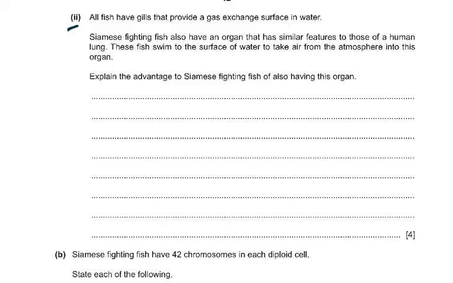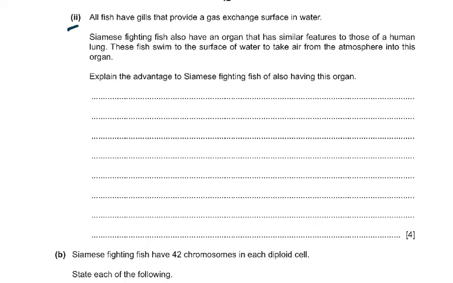Coming to part 2, all fish have gills that provide a gas exchange surface in water. Siamese fighting fish also have an organ that has similar features to those of a human lung. These fish swim to the surface of the water to take air from the atmosphere into this organ. Explain the advantages to Siamese fighting fish of also having this organ. Yeah, it would be useful when there is low oxygen or no oxygen. More gas exchange because gases will be exchanged with the air. More oxygen will be available for the fish for aerobic respiration to release energy, and the energy is needed for movement, for locomotion.